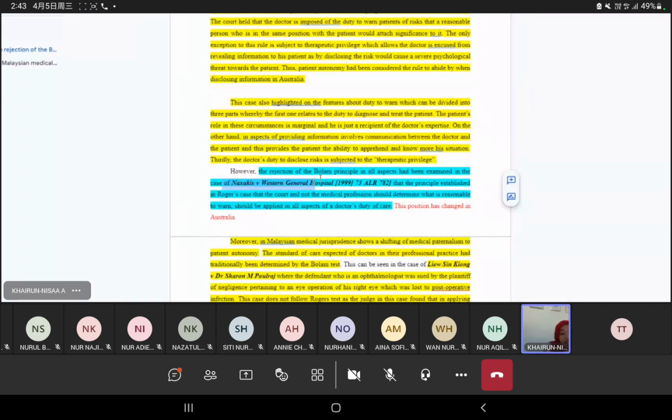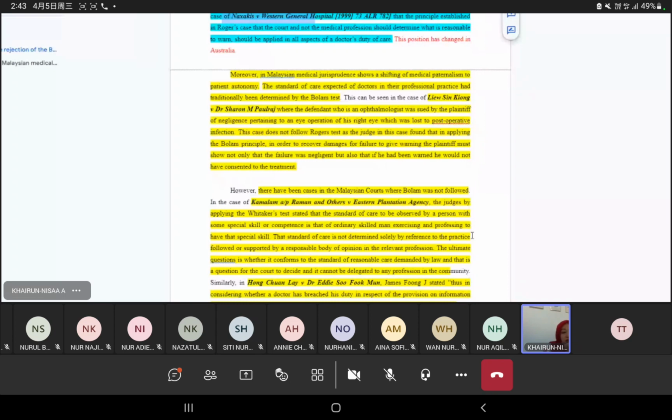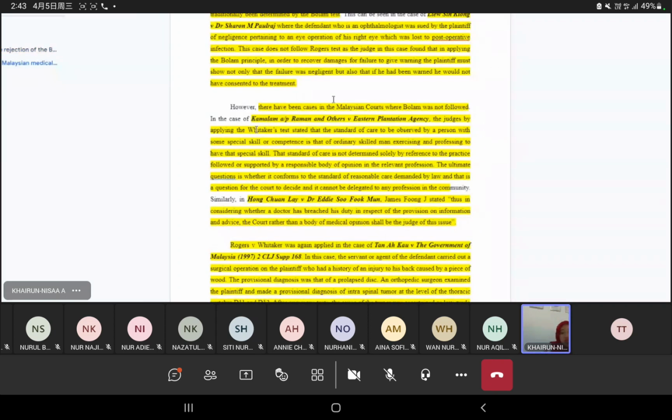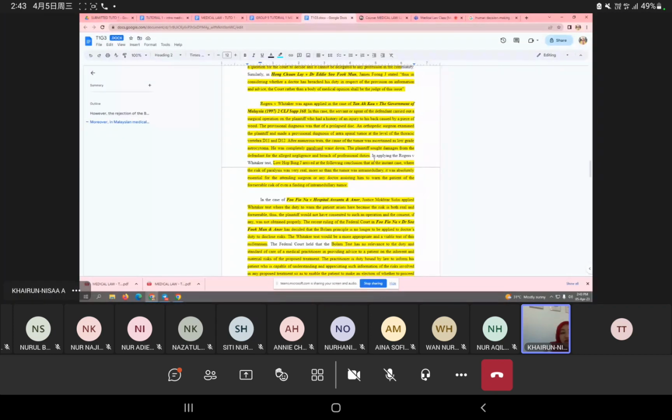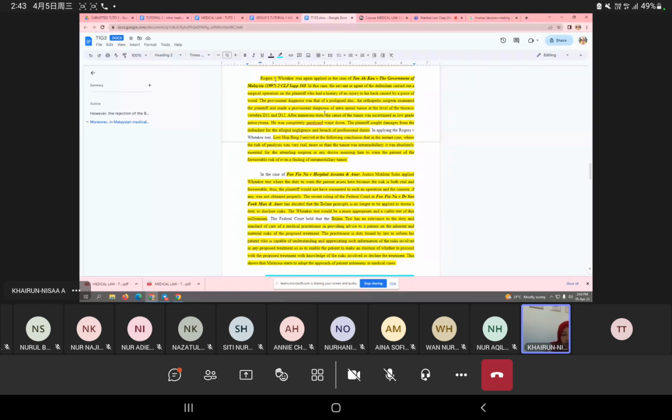What about the position in Malaysia? In Malaysia, the medical jurisprudence also shows a shift from medical paternalism to patients' autonomy. Traditionally, the standard of care of doctors had been determined by the Bolam test. Then you state one case which follows Bolam. However, the recent position is illustrated in the case of Tan Ah Kau, where they adopted the position in Rogers and Whittaker. Then you explain the facts and the decision.